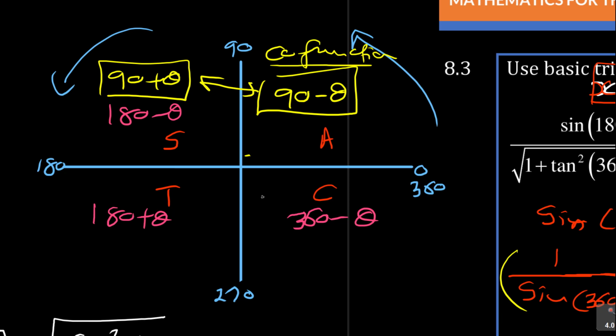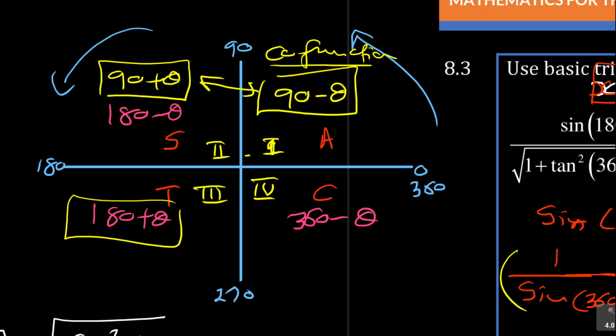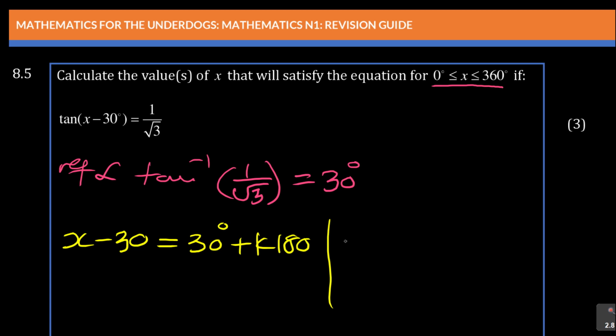Remember the CAST diagram? This is quadrant number 1. This is quadrant number 2. This is quadrant number 3. And this is quadrant number 4. Sorry, correct that please, I mixed up quadrants there. We are starting from 1. So now tan is positive in the third quadrant, which is 180 plus theta. That theta is your reference angle. So you come here and say x minus 30 degrees is equal to 180 plus theta, which is 30, plus k 180. So that's how you solve it.